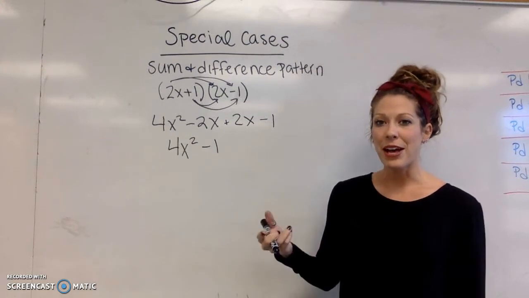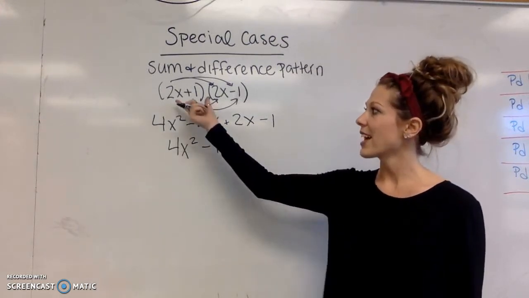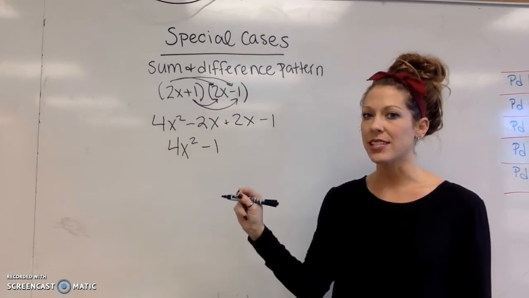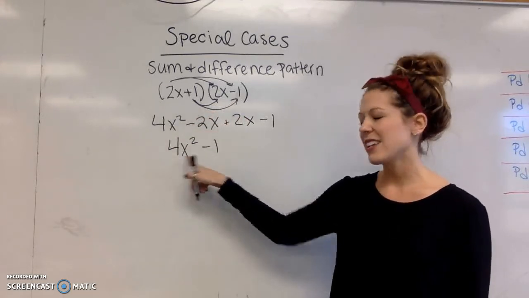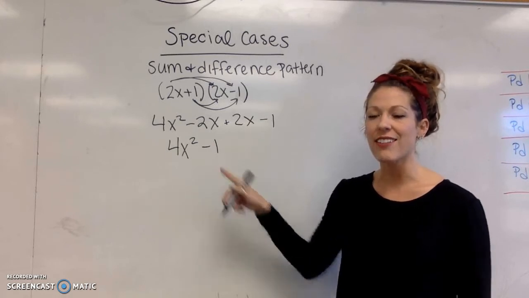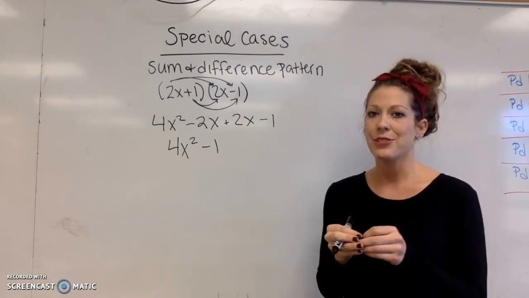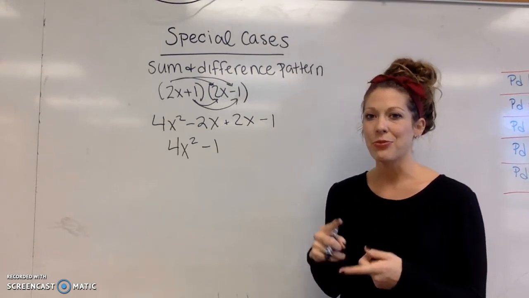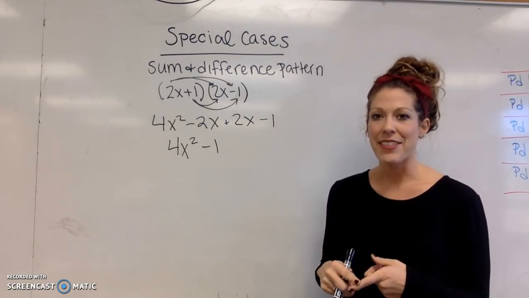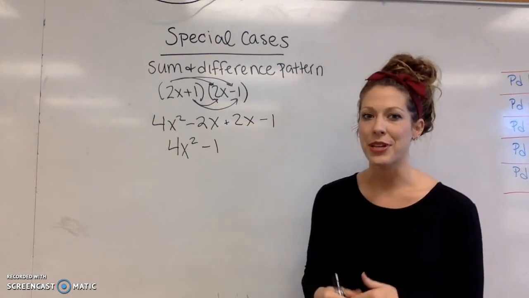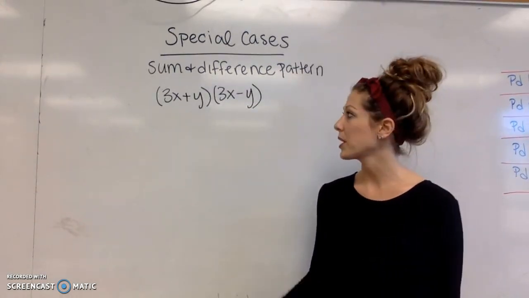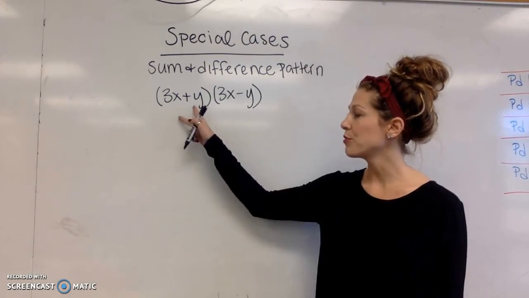So you might be able to tell this already, but every time we have two binomials that look exactly the same, but one is a sum and one is a difference, you are going to get a difference of squares as your answer. Every time, that middle term is going to cancel itself out. So we're going to do one more example of that, and then I'm going to show you some practical ways you can apply this.